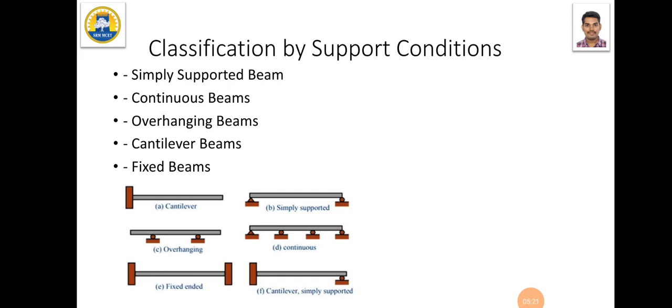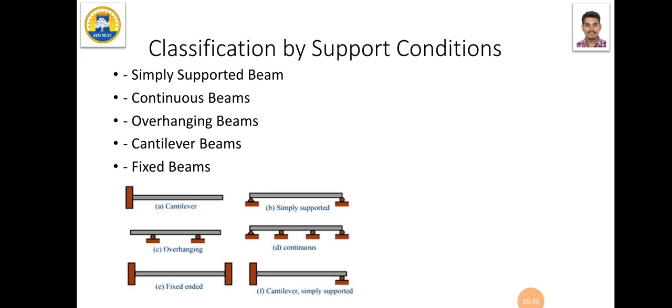So I'm going for classifications of beams based on its support conditions. So you can see there are 5 supports: simply supported beam, continuous beams, overhanging beams, cantilever beams, fixed beams. So of course, based on the support condition, you can classify these types of beams. I can give you some real-time examples also.